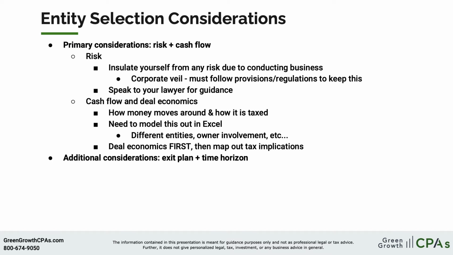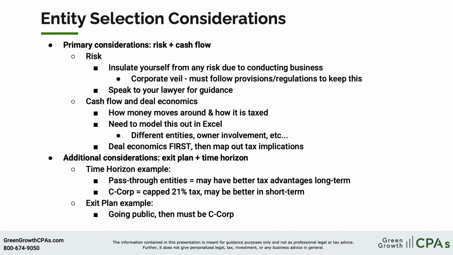Now, there are many other considerations, but the last two I will leave you with is how are you going to exit this business, what's your plan for exiting, and your time horizon for that. For example, with time horizon, pass-through entities may give you a better tax advantage for the long term, but a C-Corp gives you a capped 21% tax rate that may be more advantageous in the short term. And an example of an exit plan is that if you want to take this company public at some point, you cannot do that with an LLC. You're going to need a C-Corporation.